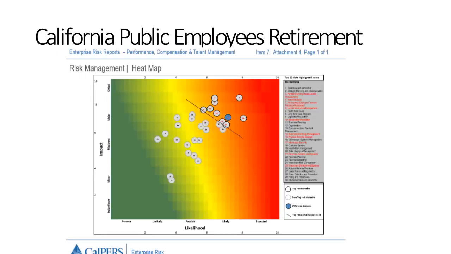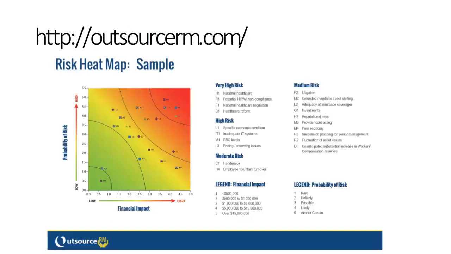Notice in the California Public Employees Retirement example, colors exist on a gradient. This supports a more granular refinement of the risk scores, but it is difficult, if not impossible, to support this level of detail with qualitative data. This example represents a true heat map. Also, note that the line represents a boundary between acceptable and unacceptable risks. This could reflect the company's risk tolerances or its risk appetite.